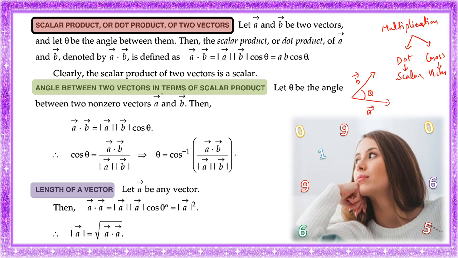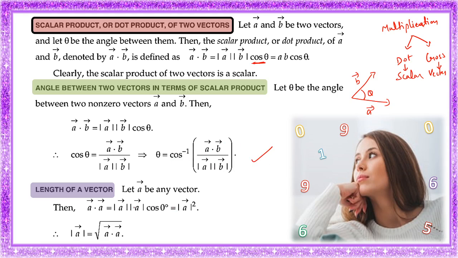Now the angle between two vectors, we can find from this formula only. Cos theta will be equal to A dot B upon magnitude of A into magnitude of B, or simply we can say theta is equal to cos inverse of this expression.